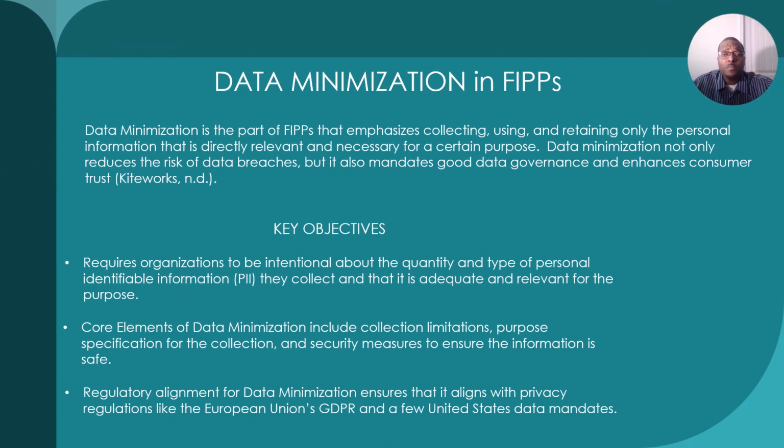Data minimization in FIPS is the part of FIPS that emphasizes how data being collected and used has a specific purpose. The key objectives include organizations have to be intentional with the personal data that they collect and have to have a purpose. Security measures have to be in place to ensure that that data is protected, and the regulatory alignment of the data minimization ensures that the data standards align with other frameworks as well.